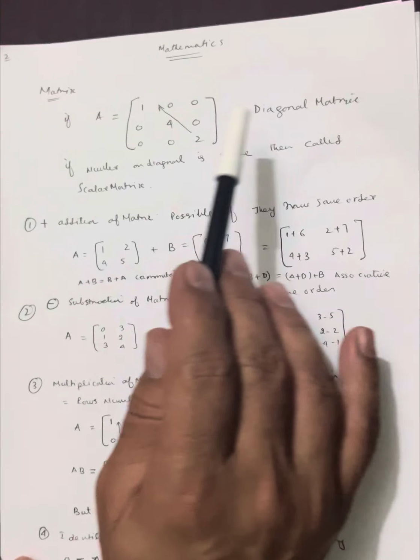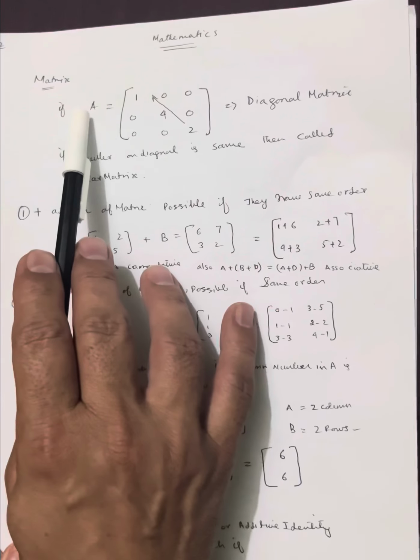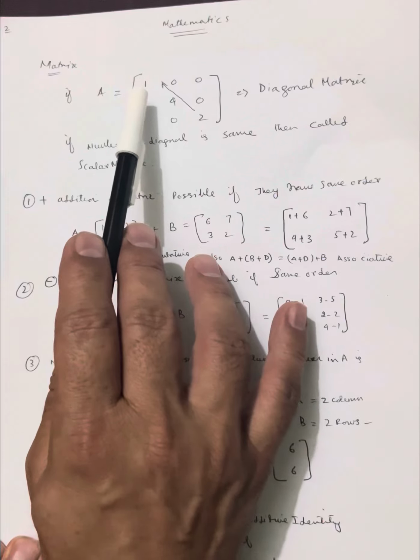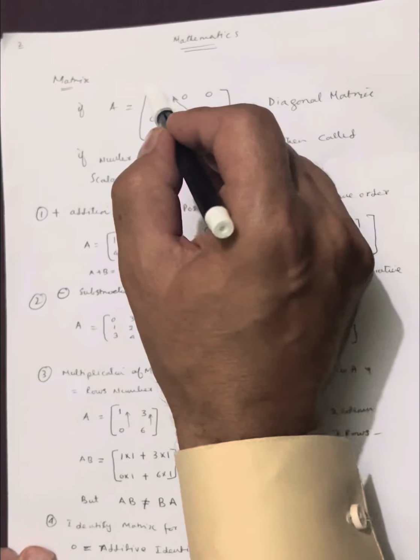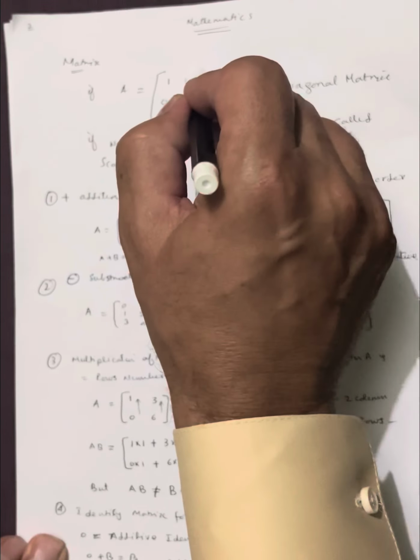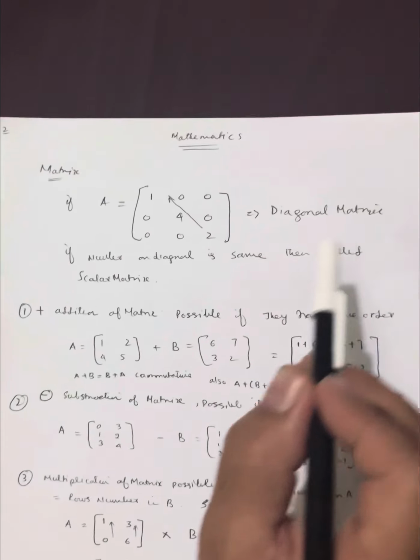This is called a diagonal matrix. A diagonal matrix is one where, let's say this is a rectangular matrix, this is the diagonal, 1, 4, 2, and either side of the diagonal is 0. So it's called a diagonal matrix.